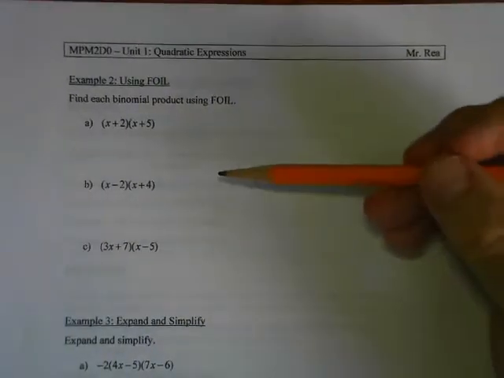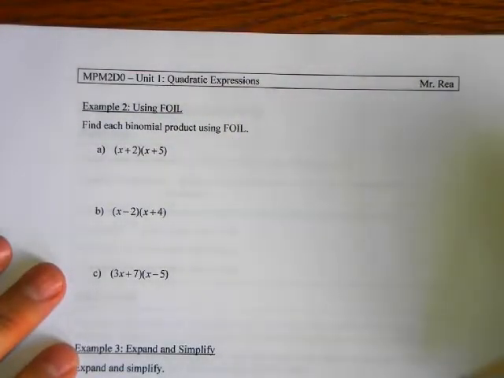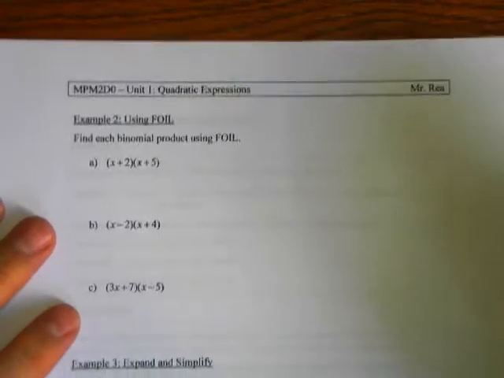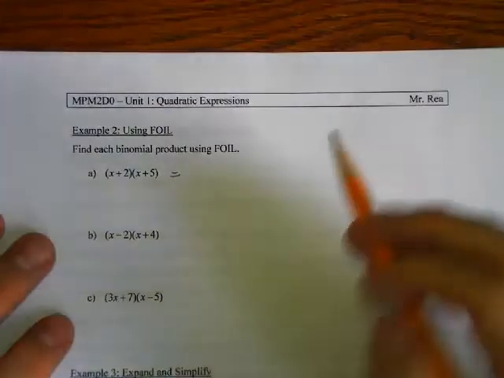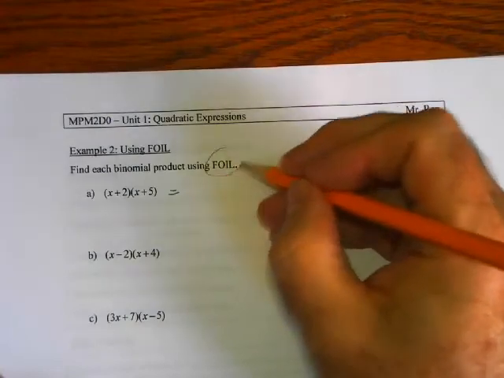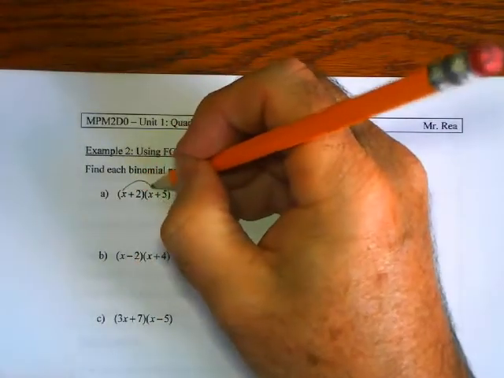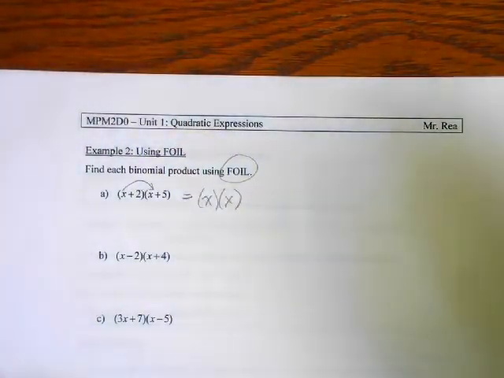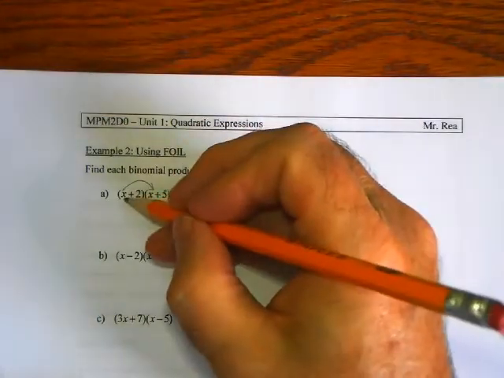Now I've got some examples we're going to go through here. Now I'm going to use FOIL for this, but obviously if you prefer the matrix approach, you could do it that way. Okay, so remember it's first, outside, inside, last. So I'm going to draw my arrows just to show what I'm multiplying. That would be x times x. You don't have to do this every time. It's good to start off this way. So that's first. Then we have outside.